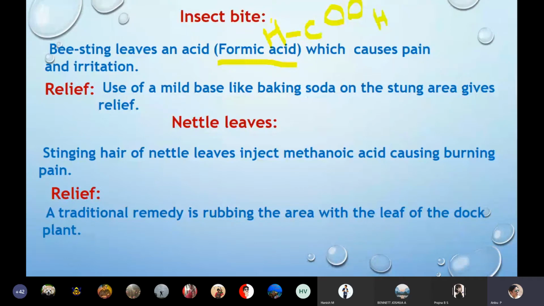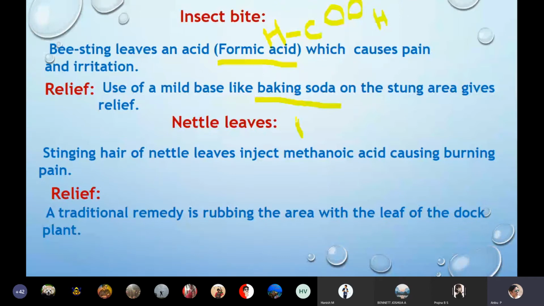And how can this be cured? What is the remedy? They apply a mild base like baking soda. Baking soda is nothing but NaHCO3, sodium bicarbonate, also called baking soda. NaHCO3 is the formula of baking soda.